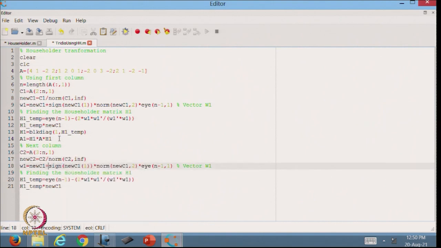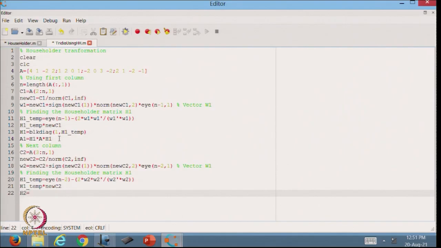Now I can find my W2. So W2 is new C2 and then sine of new C2, the norm of C2, and this will be, because the matrix will be 2 cross 2, and then I will find this value. And this matrix will also be 2 cross 2. So this is what I got, and if I apply it on this vector, I will get this. So it is just to check here.